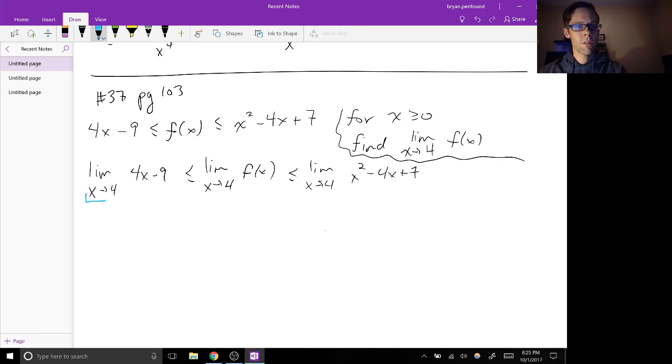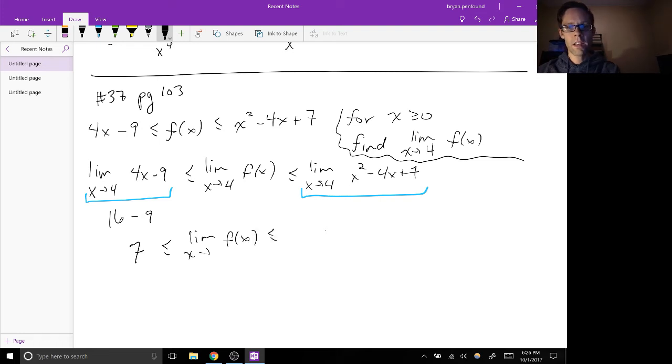Now, the nice thing about these limits is that this line and this parabola are defined everywhere, so I can do direct substitution to get these particular limits. Over on the left side, we're going to get 4 times 4, which is 16, minus 9. Okay, and that's 7. So 7 is the lower bound of this limit. And up here, we'll get 16 minus 16 plus 7, which is also equal to 7.